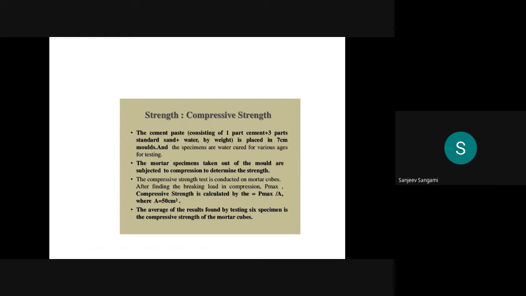taken for the mortar cubes. Go for a minimum of six specimens, and whenever you are doing it, go for the average. Even if you go for 12 also, no problem. The other compressive strength details we'll discuss in the next class.